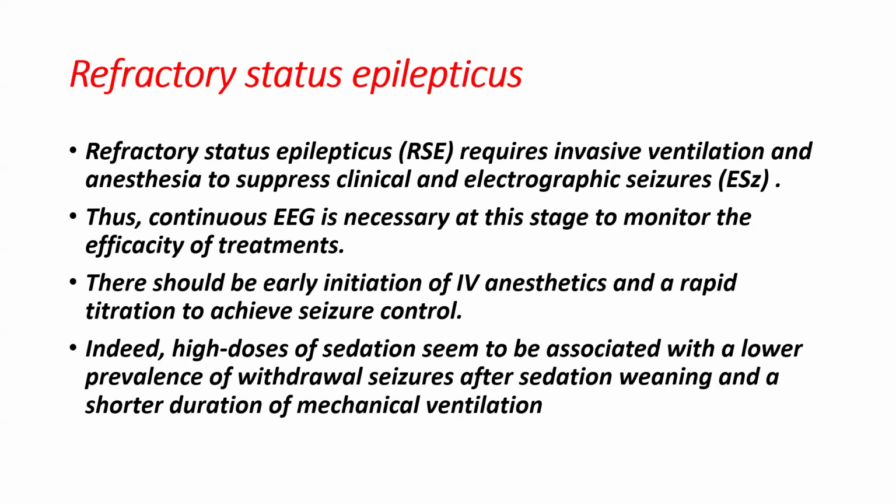Now about refractory status epilepticus. Refractory status epilepticus requires invasive ventilation and anesthesia to suppress clinical and electrographic seizures. Continuous EEG is necessary at this stage to monitor the efficacy of treatment. There should be early initiation of IV anesthetic and rapid titration to achieve seizure control. A high dose of sedation seems to be associated with a lower prevalence of withdrawal seizures after sedation weaning and a shorter duration of mechanical ventilation.